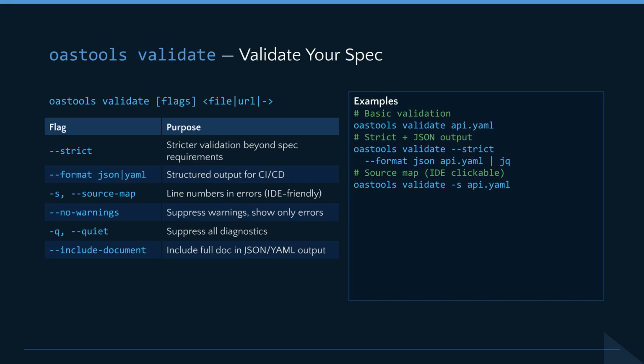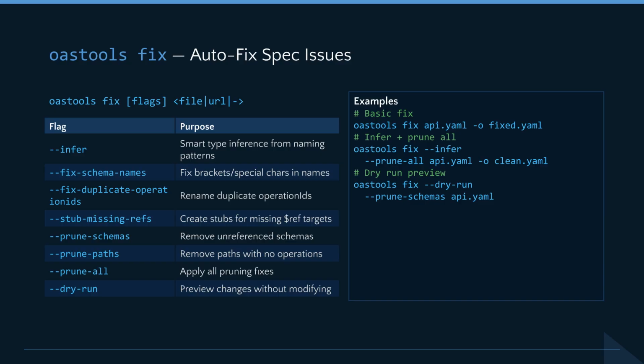Validate your spec. The validate command is probably the one you'll use most. The source map flag is particularly useful. It formats errors as file:line:column, which means you can click on them in your IDE and jump straight to the problem. The format flag outputs structured JSON or YAML, which is perfect for CI/CD pipelines. In JSON mode, you get the validation result as a JSON object with valid, errors, warnings, and optionally the full document. Exit code 0 means valid, 1 means invalid.